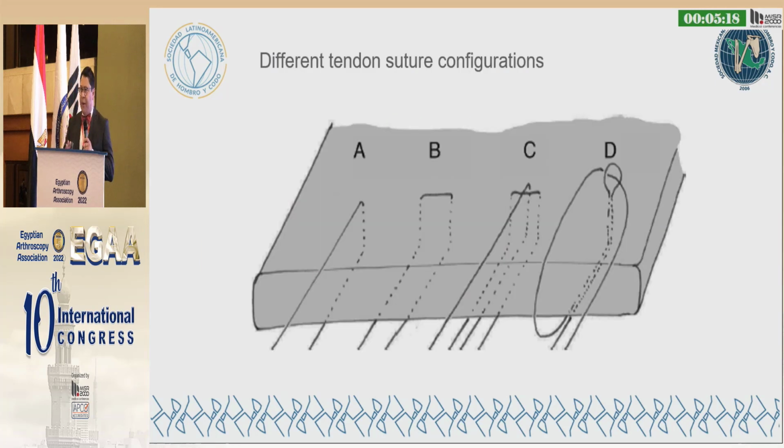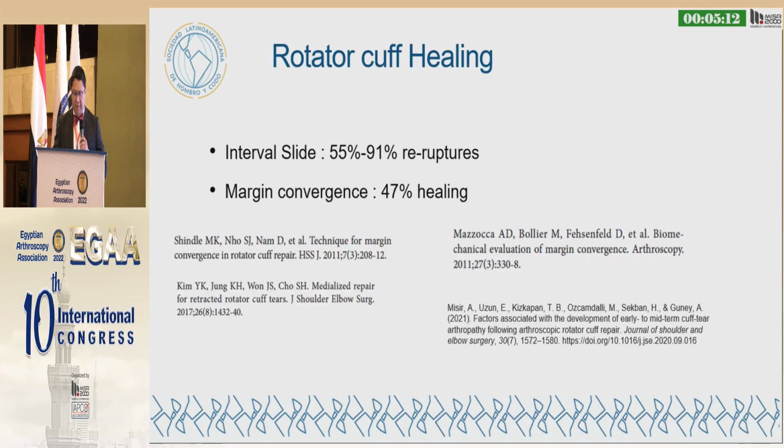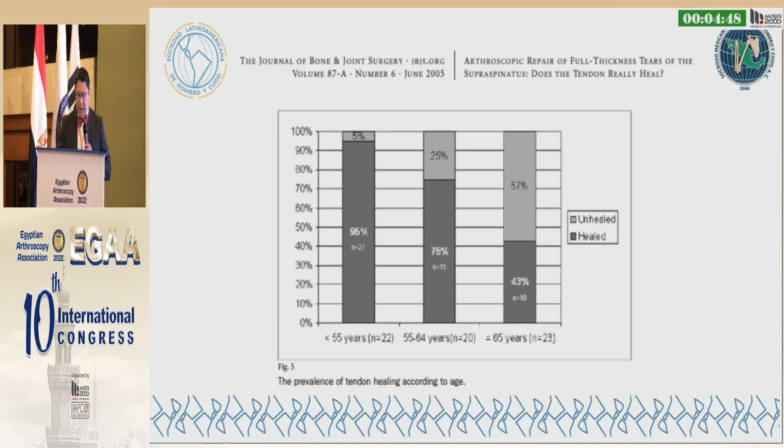Well, as surgeons, we have developed different types of configurations of repair around the tendons of the rotator cuff. But the healing is the most important thing that we have to observe. If we do some interval sliding liberations, we have a range of healing of about 50 to 91%. If we do margin convergence of the tendons, 47% of healing. What happened? If the patient is pain-free, is happy, no matter if it is healed or not.